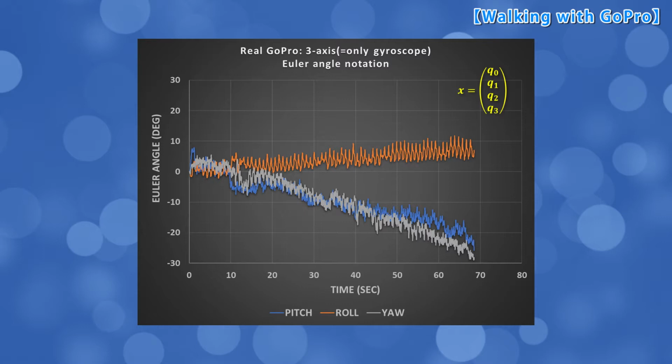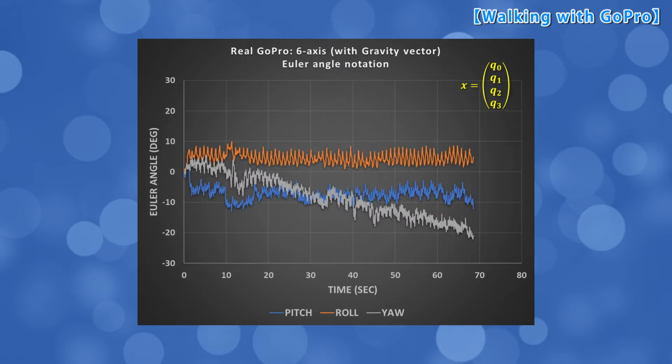This result shows the 3-axis case, namely without sensor fusion. The baselines are tilted 10 to 30 degrees for 70 seconds, as you saw in the previous video. This result shows the 6-axis case. You find that the pitch and roll baselines get flat, but the yaw baseline is still tilted. In the case of 6-axis with accelerometer or gravity vector, the offset related to the yaw angle cannot be fixed.